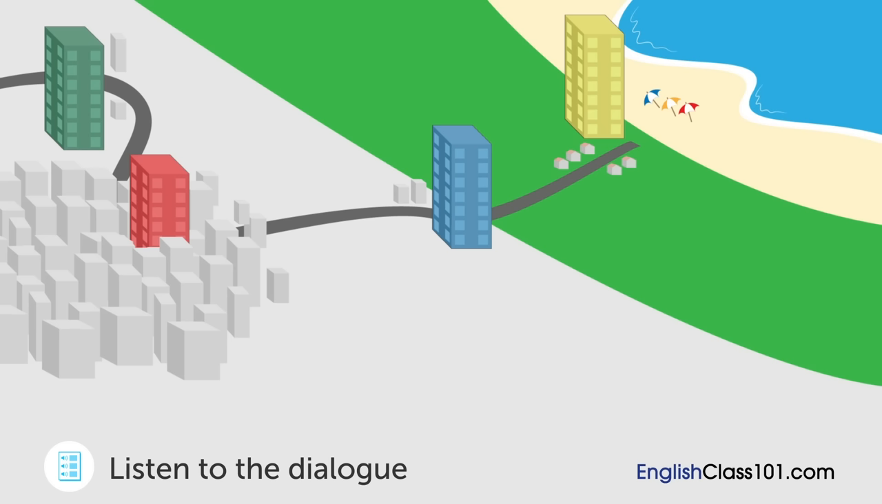The Ocean Hotel is near the beach. It says $120 a night per person, and you get a buffet breakfast. How about the Pine Hotel? It's $80 a night. I don't want to waste too much on accommodations. But the Pine Hotel is far from the beach and from downtown, and it says you have to pay for Wi-Fi. What about the Sunrise Hotel?